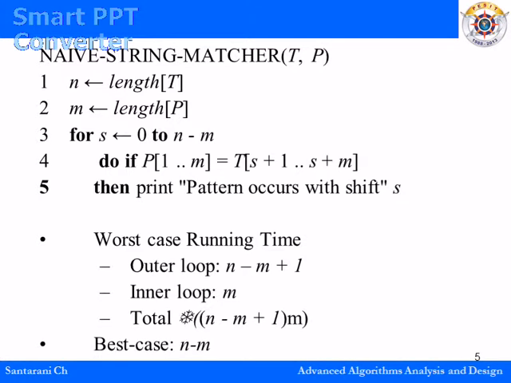So the worst case running time for this naive string matching algorithm is as follows. The outer loop will run n minus m plus 1 times, and the inner loop runs m times, that is the length of the pattern, since each character in the pattern is compared with its character in the text. So totally it becomes (n minus m plus 1) times m. The best case is n minus m, when the pattern occurs in the first loop itself.